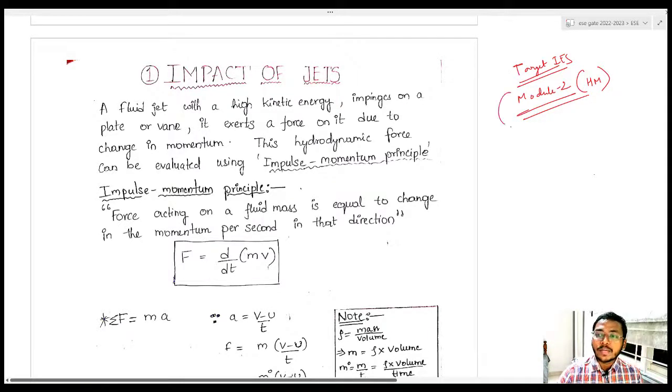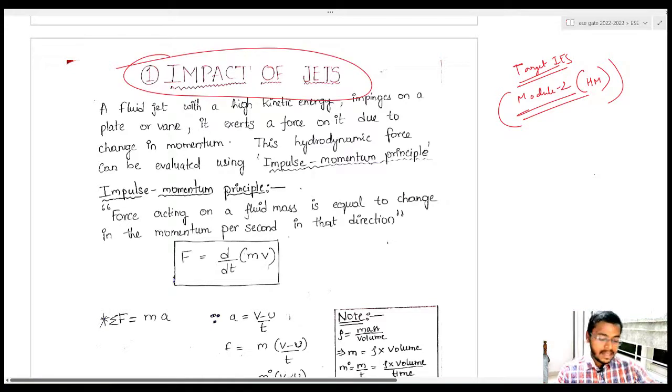Let us continue with our second module of hydraulic machinery and I am going to start impact of jets. In the syllabus sheet, you might not find impact of jets as a separate topic. Even then you have to study this because this is a sub part of turbines. Let us try to understand the importance of this impact of jets.